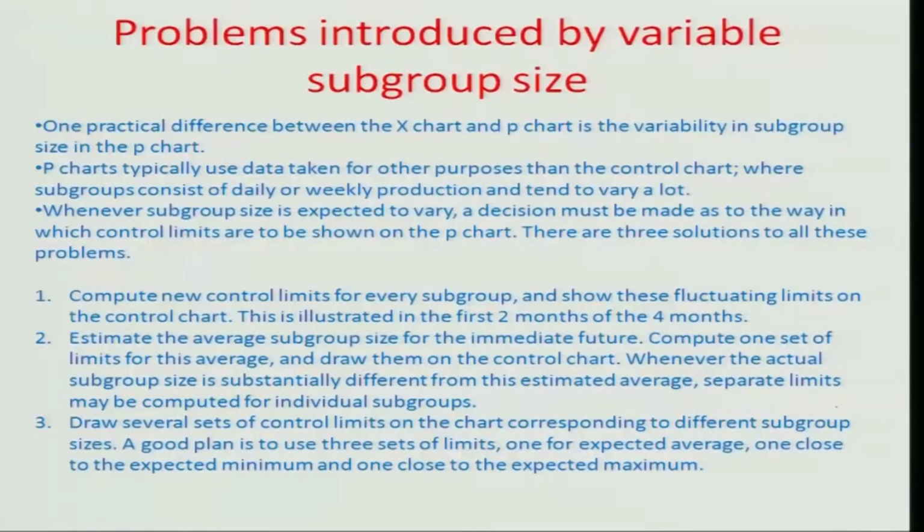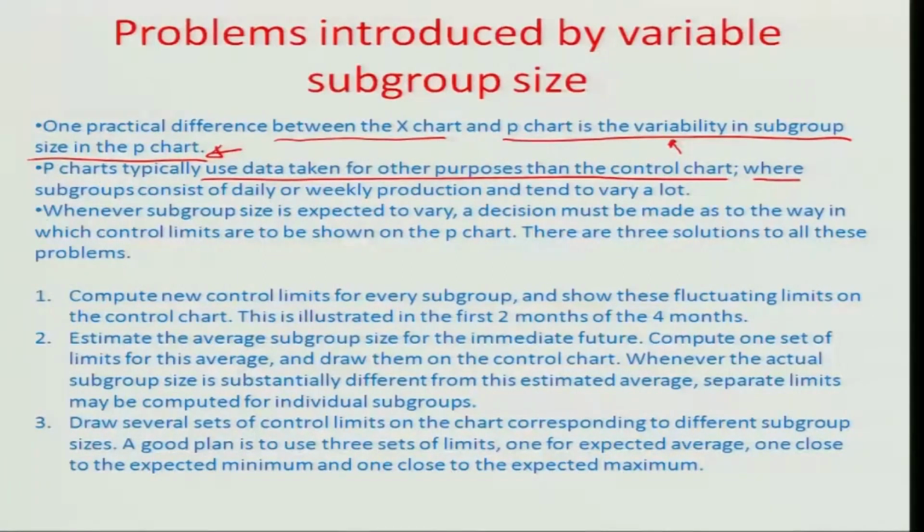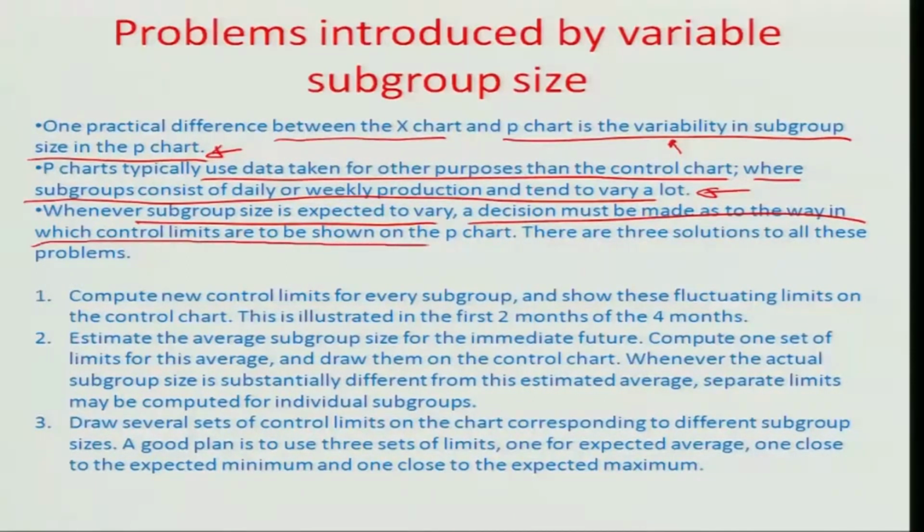One practical difference between the X chart that you had plotted earlier and the P chart is the variability in the subgroup size in the P chart. It can have a list of subgroup sizes which are completely different. We will show this in the example problem later on. P charts typically use data taken for other purposes than the control chart, where subgroups consist of daily or weekly production or tend to vary a lot. Whenever a subgroup size is expected to vary, a decision must be made as to the way in which the control limits are to be shown on the P chart.